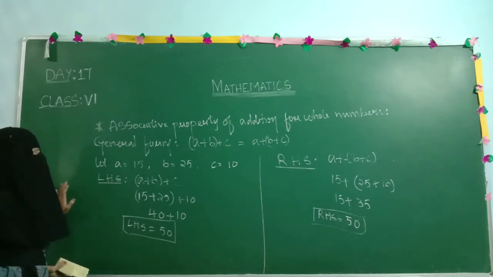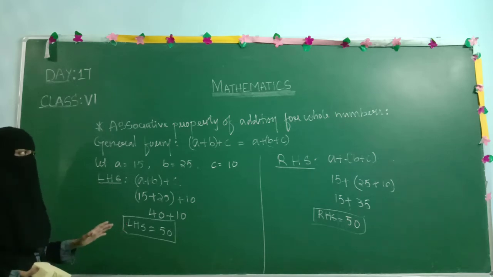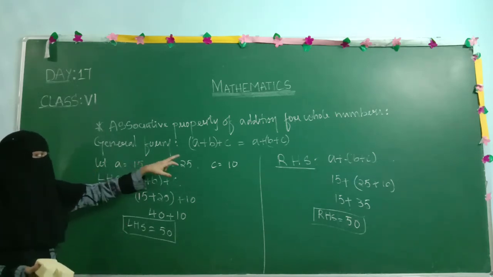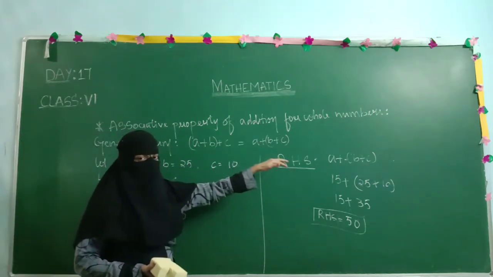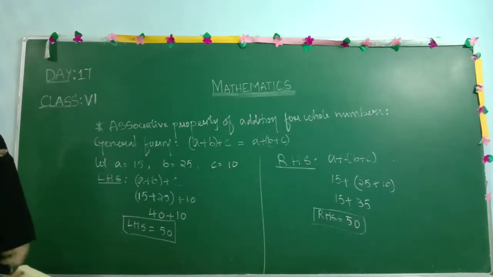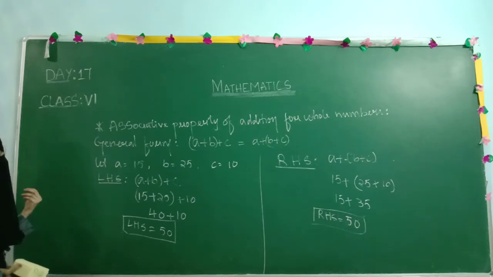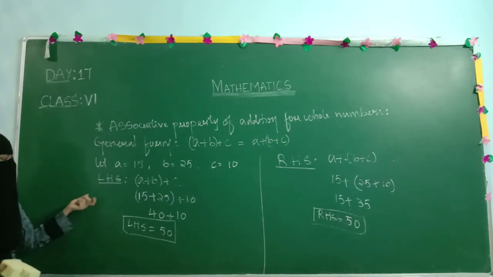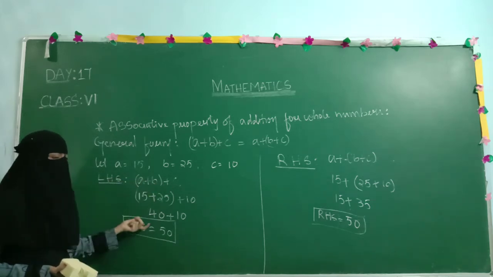One more time I will explain the associative property of addition for whole numbers, which we are going to prove. The general form is a plus of b plus c equals a plus b plus c. The LHS and RHS, two different parts, are given here. These whole numbers we need to take of our own. I have taken my own whole numbers, you can take your own. The LHS part I have taken first, and I have substituted in it.